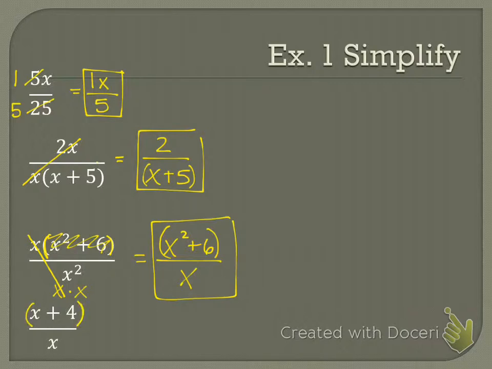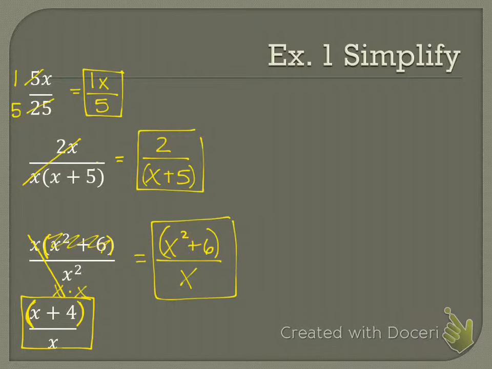Now, this family doesn't have parentheses around it, so I'm going to put the parentheses around it just because I like to. Is there anything here that's outside of the family that can be canceled out? Nope. So guess what? This is my final answer. Just like that. There's nothing I can do to this. Okay?